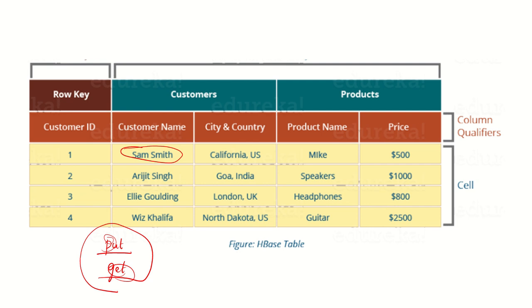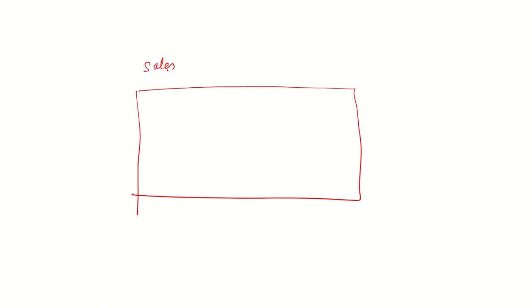Okay, so now let's see how to create tables in HBase. Today the table I am going to create is a sales table. The first column will be the row key, then it is going to have two column families: customer is one column family, and product will be another column family. I'm sorry, let me draw it here. So sales is the name of the table.